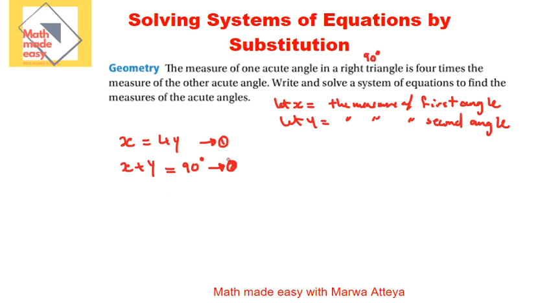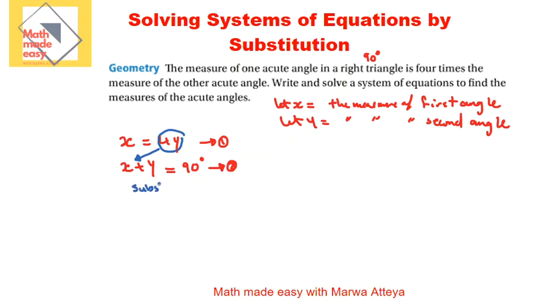What do you mean by substitution? I know the value of x in terms of y. I don't know it as a number, but I know that it's equal to 4y. So why don't I just take those 4y and put them here instead of x? And this is what we mean by substitution. This is x and this is also x, so I can remove this x and put 4y in its place.